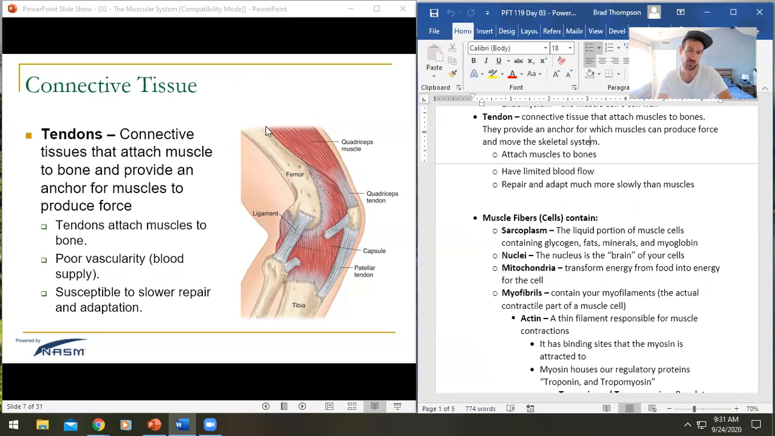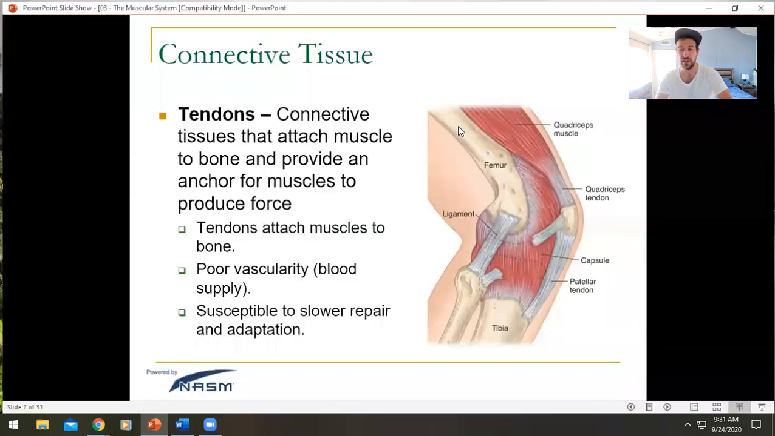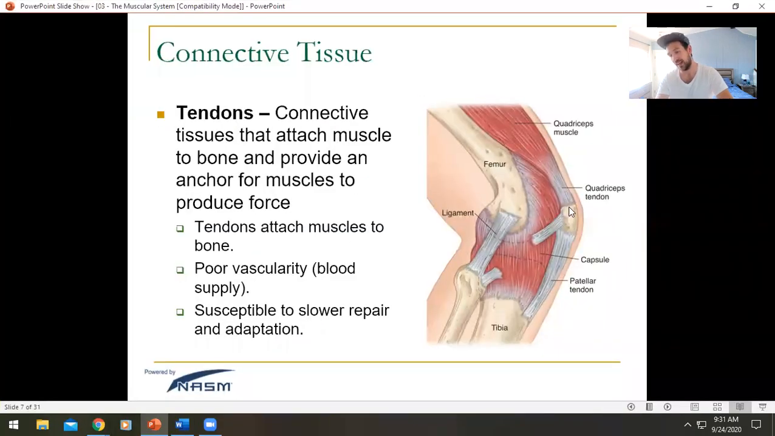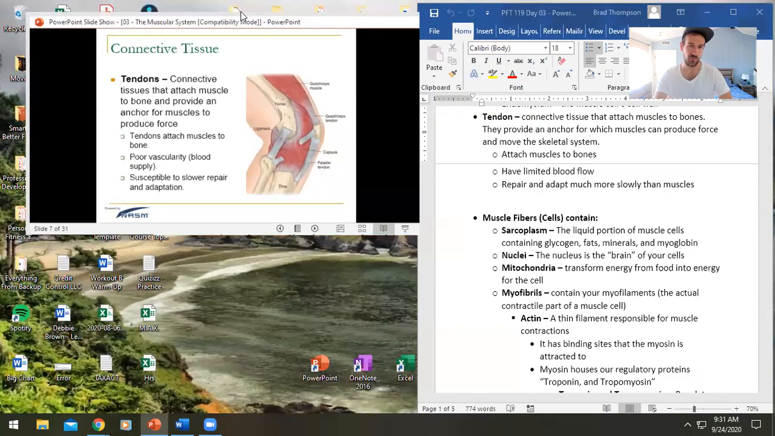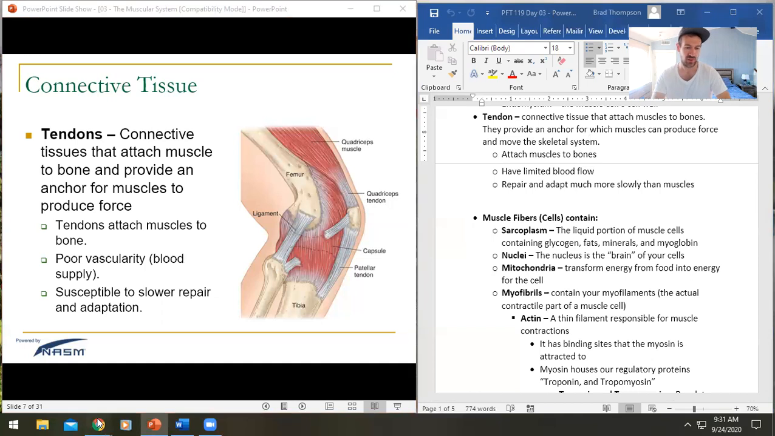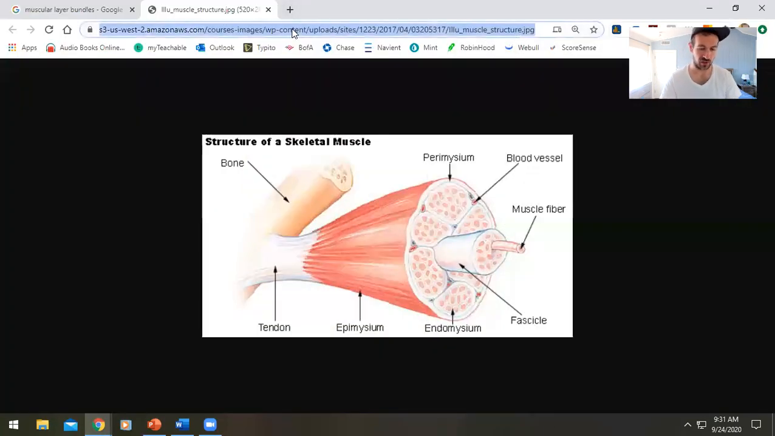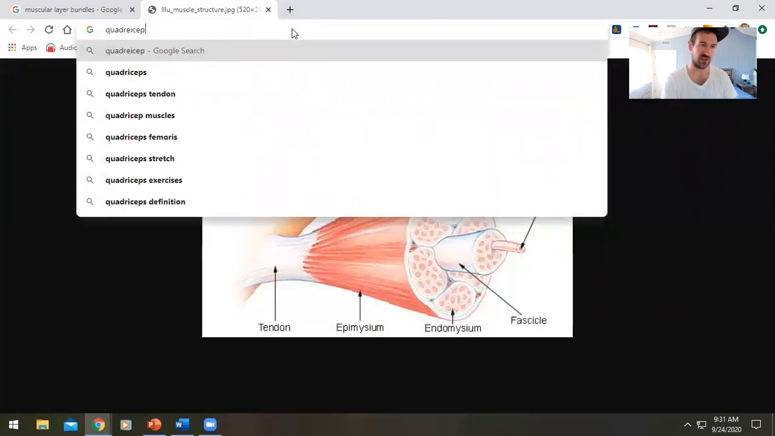So the muscle comes down. And the other thing I hate about this picture, this kind of makes it look like it's attached to the top of the patella here. And then it makes it look like there's just a tendon that attaches your patella to your tibia. That's not really how it works. The way it actually works, and I always have to find this one specific picture, but yeah.